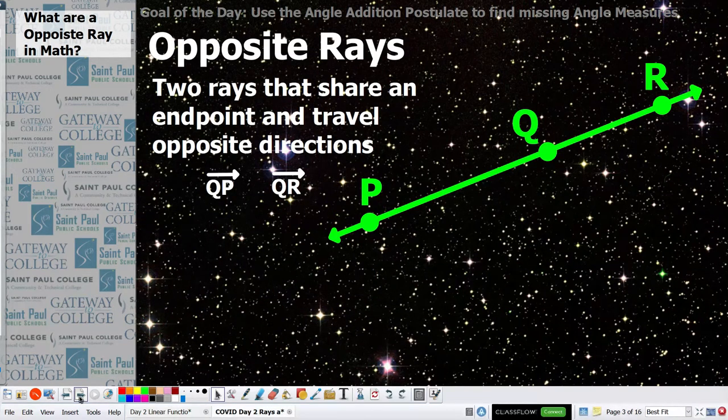Opposite rays. Here's a little definition: two rays that share an endpoint and travel opposite directions. So QP, endpoint Q but shoots through P, is that ray. And then QR starts at Q but shoots through R, the other direction. And notice the two opposite rays make a line.